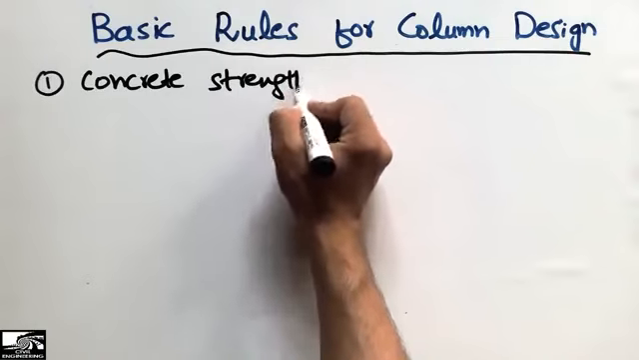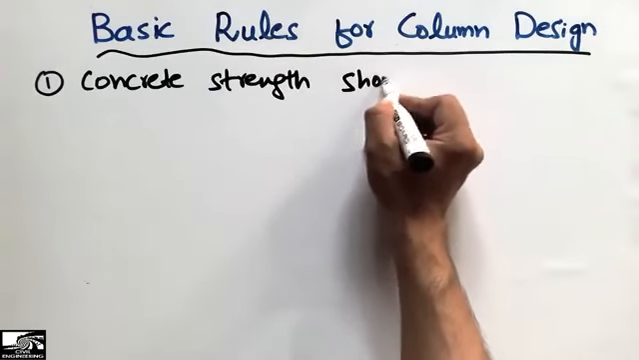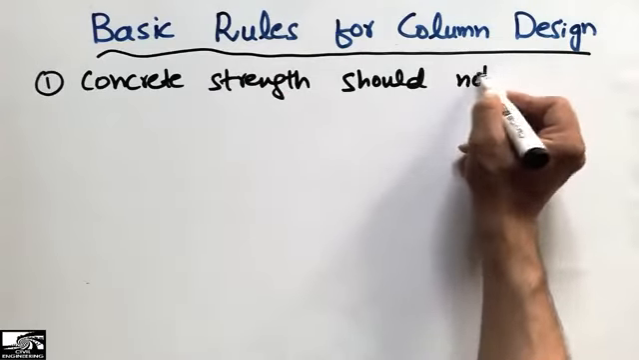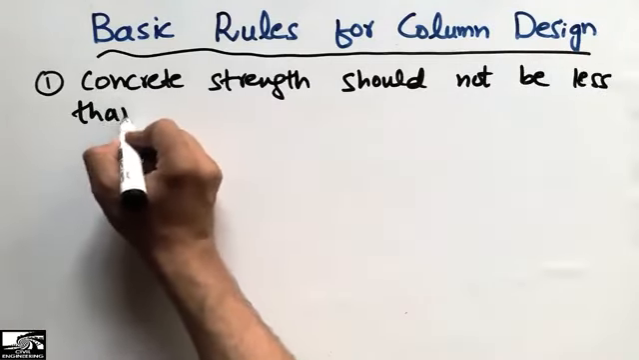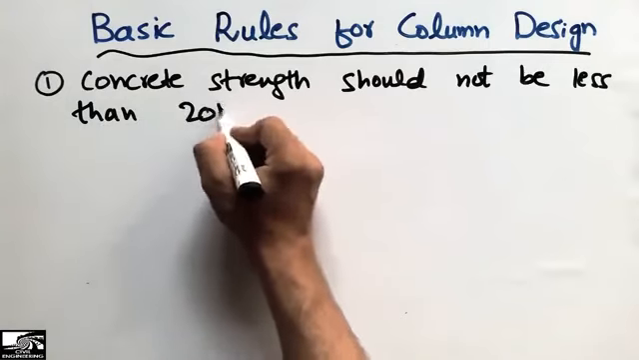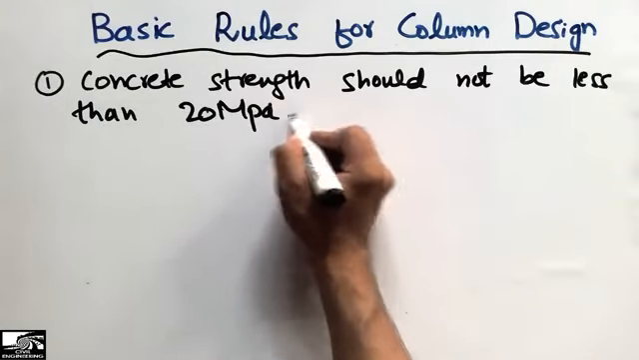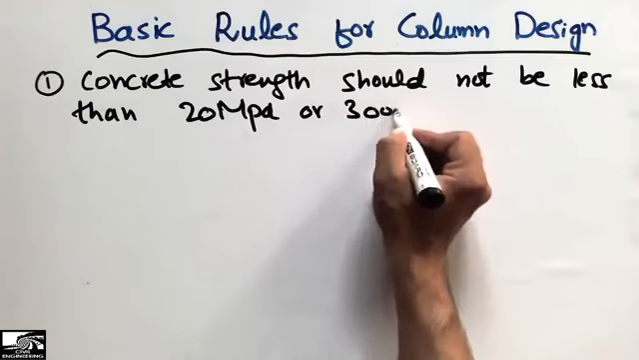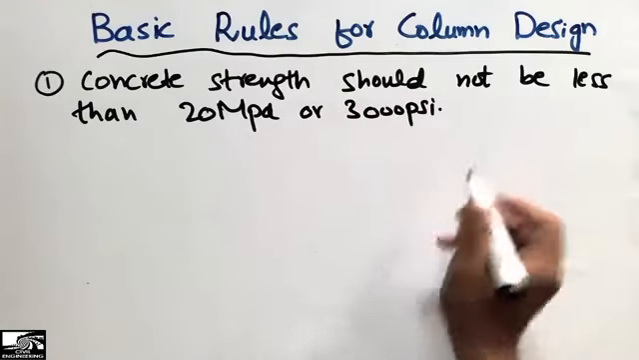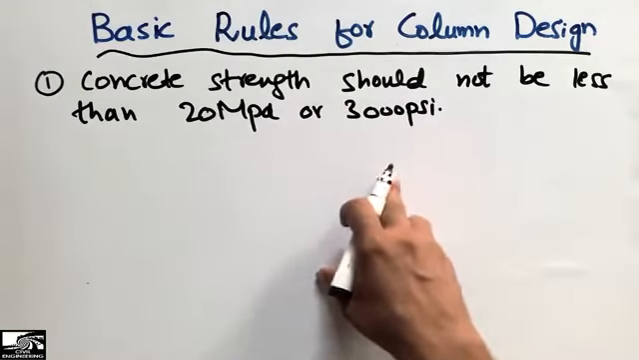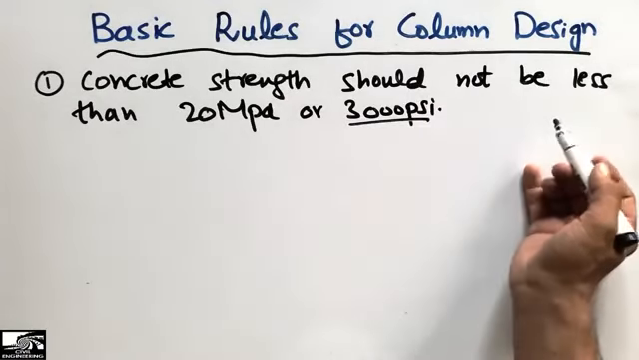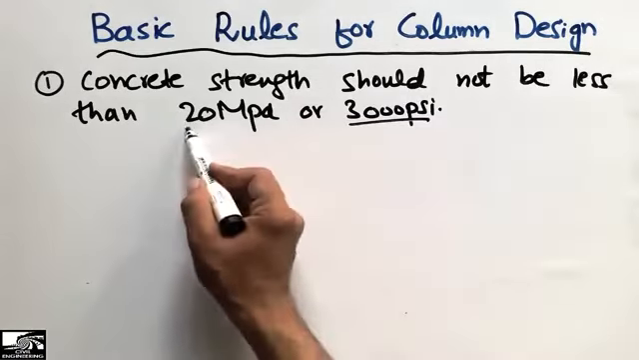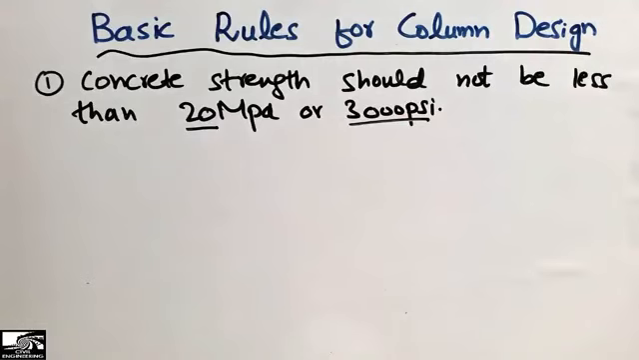strength used in the column should not be less than 20 MPa, or we can say 3000 psi. The concrete used in the column must have a strength of 3000 psi or greater, or we can say 20 megapascal or greater than 20 megapascal.